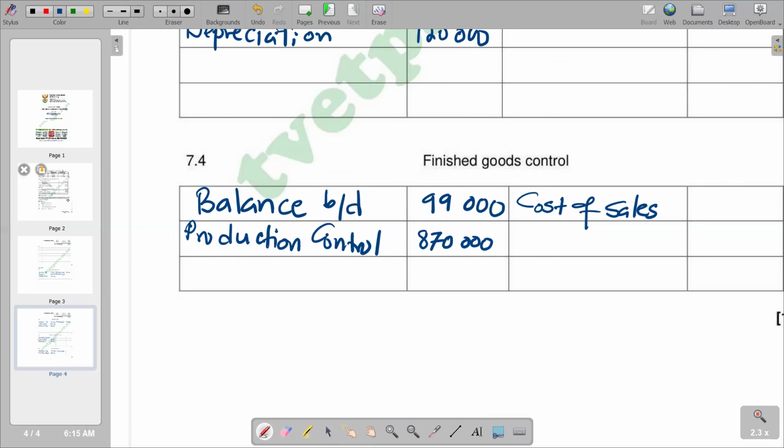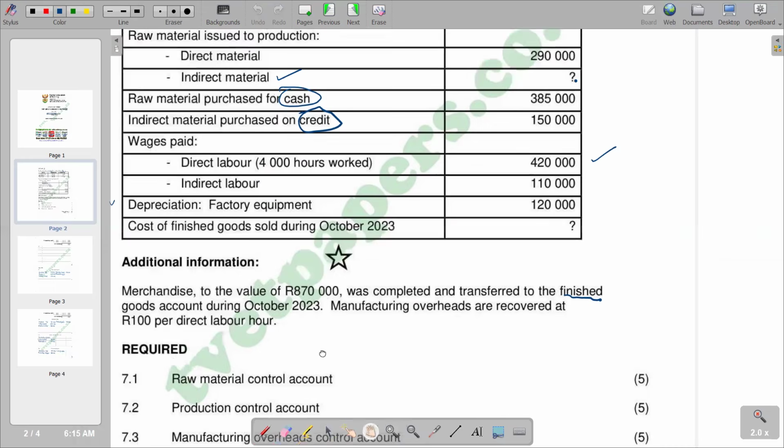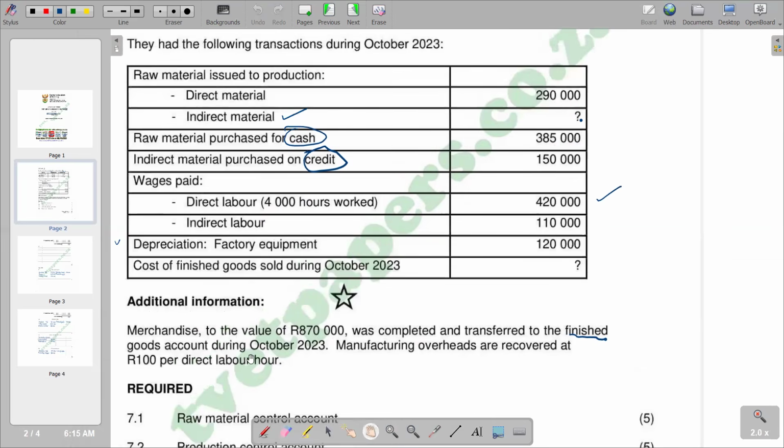So I will move on to see the next information that we have, which is saying manufacturing overheads are recovered at 100 rands per direct labor hour. So let's calculate the value, 100 per direct labor hour, and we are going to 4,000 direct labor hours. So basically we are going to say 4,000 multiplied by 100 rands. So we are going to get it as 400,000.